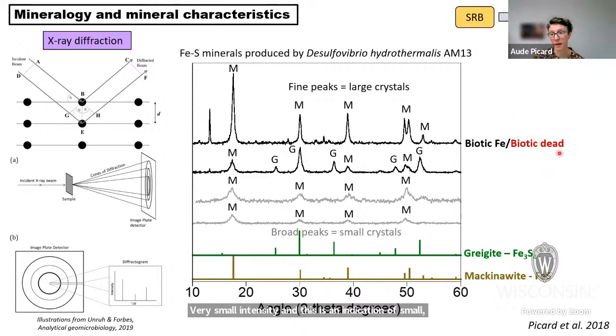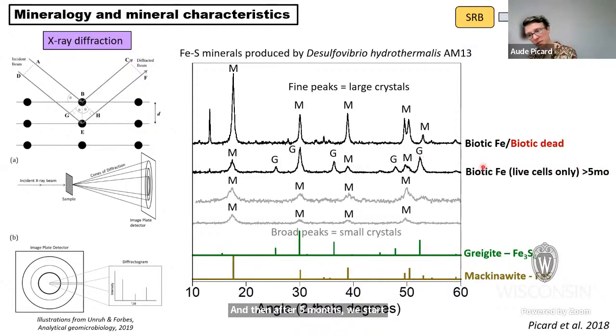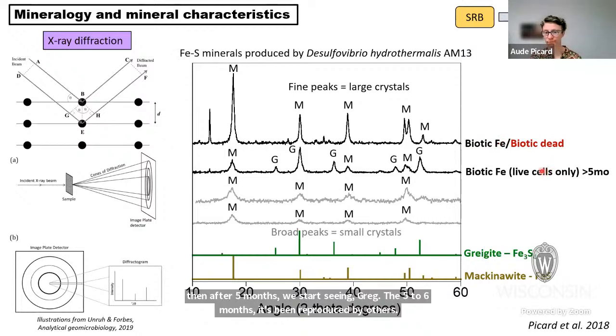So what we have here is that in the biotic condition, with live cells that grow with iron, and those dead cells that are incubated with iron, and then with sulfide added afterwards, we see mackinawite that is very crystalline. And then after 5 months, we start seeing greigite. So 5 to 6 months, it's been reproduced by others. And it only happens when we start with those live cells grown with iron 2.